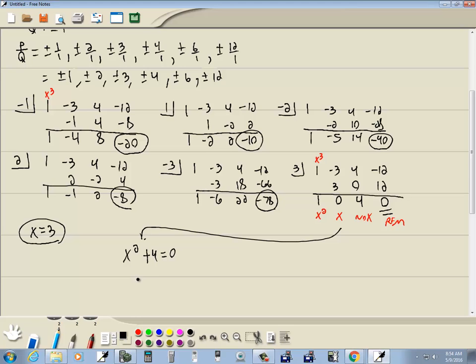Now I'm going to solve this using the square root property. So I'll take the 4 over, and it becomes a negative 4. Then the square root property says you drop your square and you put a plus or minus square root around the other side.